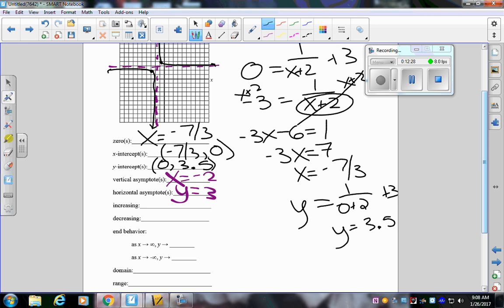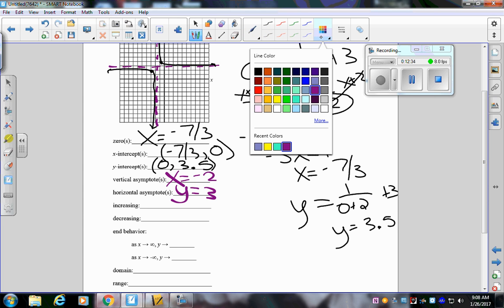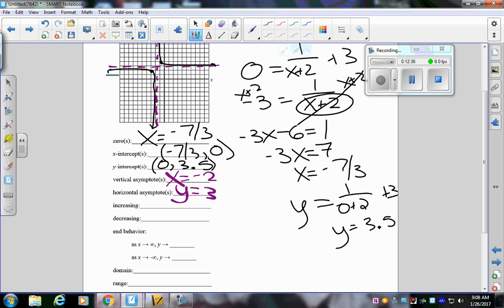So, all right, increasing, decreasing. Well, it's not increasing anywhere, right? I'm going down. It's decreasing from negative infinity to negative 2. Remember, use the same number as your asymptote. And then negative 2 to positive infinity. That is this part right here, from negative 2 to positive infinity. It's on a downward trend. It's not increasing at all.